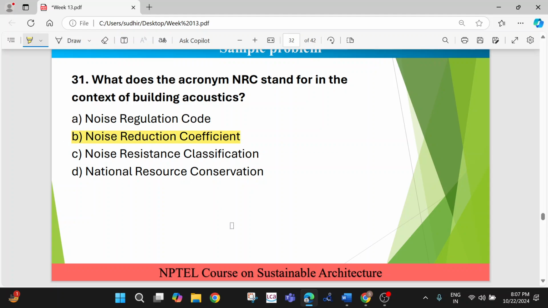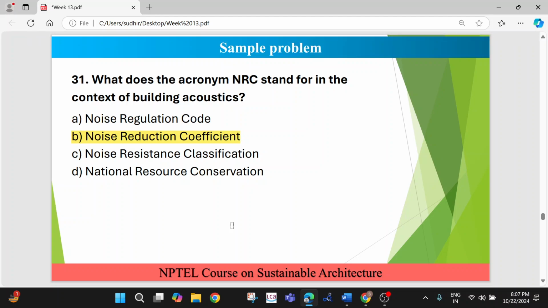This NRC refers to the noise reduction coefficient, which is a measure used to quantify how well a material can absorb sound, ranging between 0 and 1, with higher values indicating better sound absorption capacity. If it is 0, it means the material is not absorbing sound. NRC refers to the noise reduction coefficient, which is mentioned in option B in the context of building acoustics, which you have answered correctly.